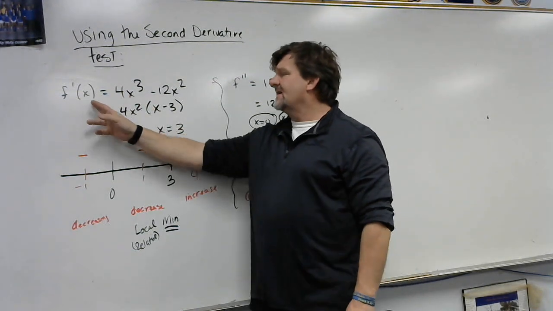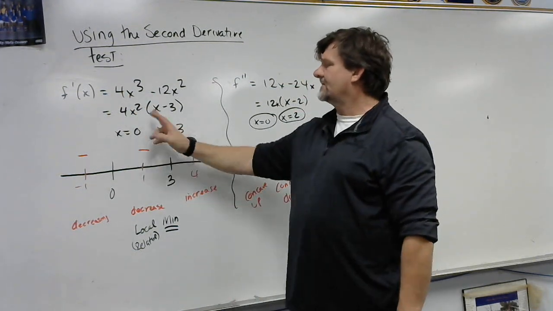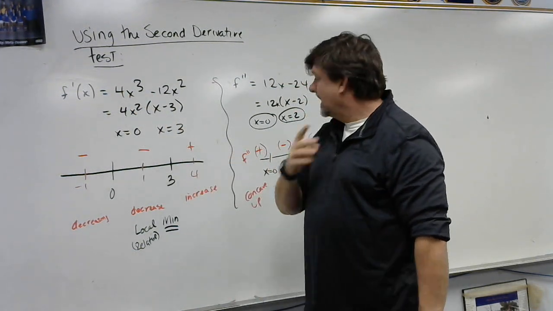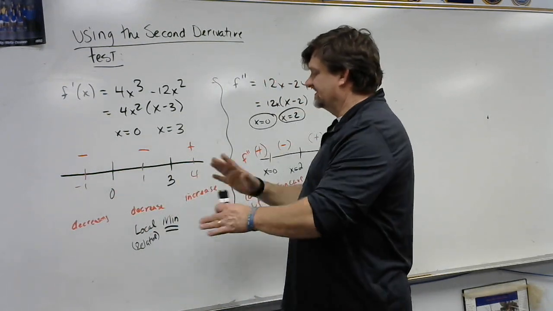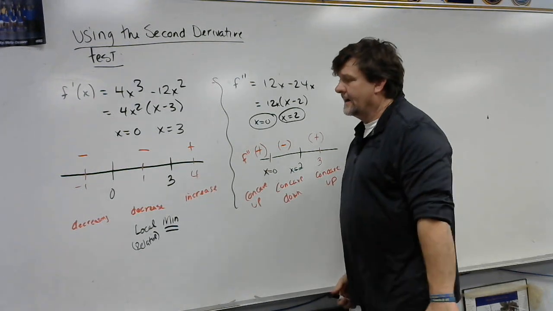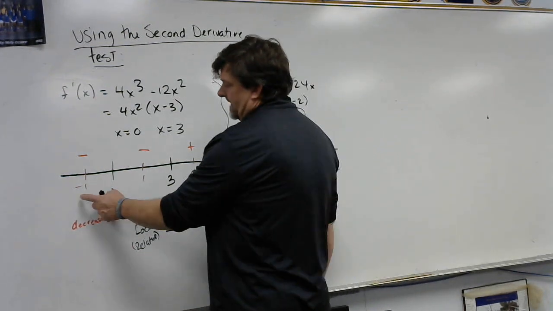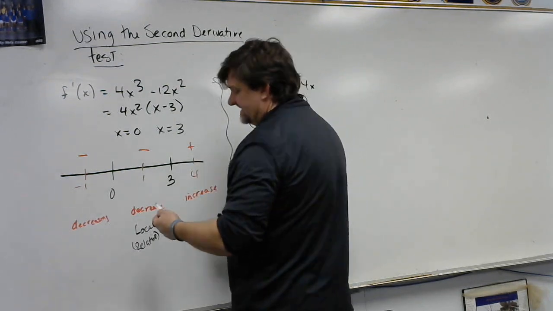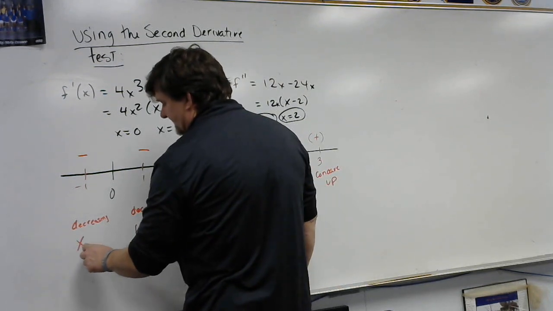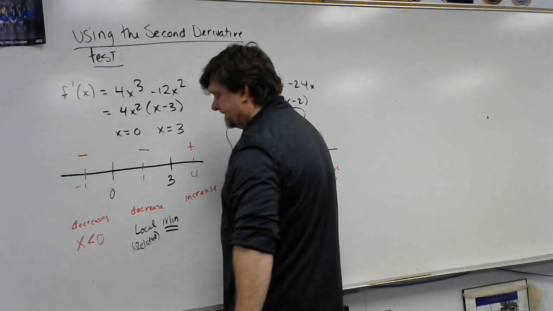If they give us f prime here, I can factor it out, set each piece equal to 0, and I get some critical points at 0 and 3. So let's figure out what they are. If I plug in -1 on this side, I get a negative. That means my graph is decreasing for x less than 0.